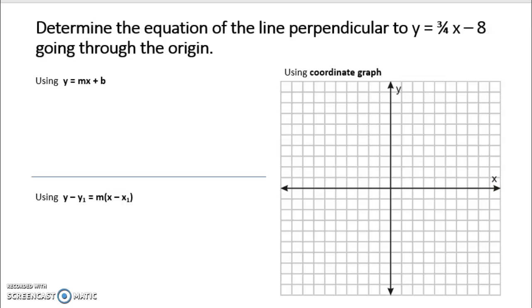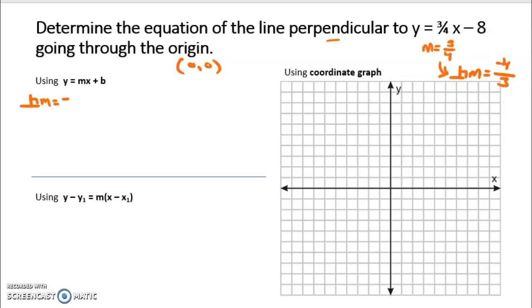So we got 3/4 x minus 8 going through the origin. So you've got to go through (0, 0). We're going to be perpendicular to 3/4. So right now your slope is 3/4. But we don't want to use that slope. We want to be perpendicular. So we're going to use the opposite reciprocal slope. So flip your fraction, change your sign. We're going to be using negative 4/3. So let's go back to slope intercept form.